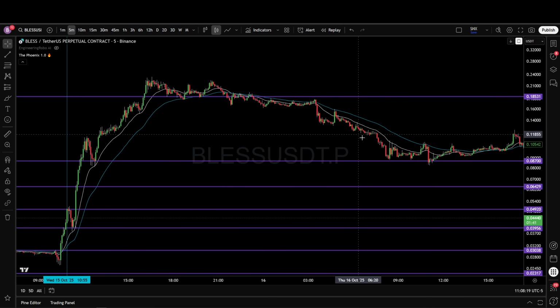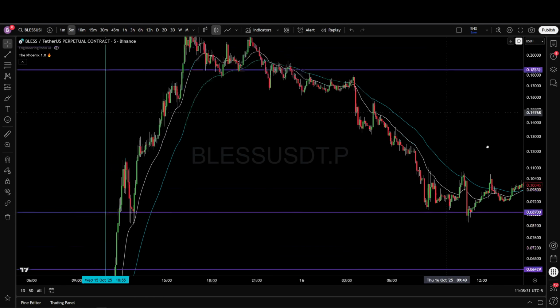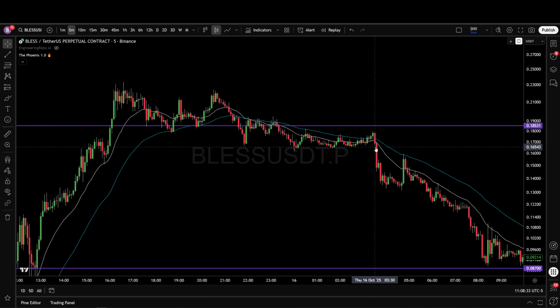It may take a while to really dump, but as long as this line has crossed and it's not crossing back up, it didn't even cross up here, even when this did a fake out. As long as this is true, then just stick to your play. Now, if this had crossed up, you could have just gotten out. You still would have made a decent profit here on a short.